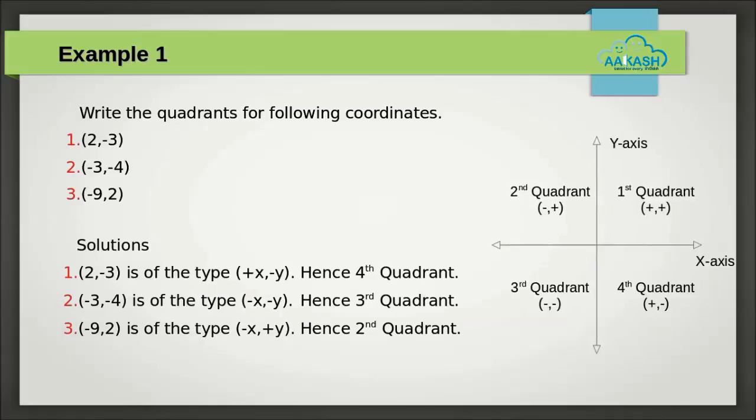Our first example, (2, -3) is of the type plus, minus, which is the fourth quadrant. Second example, (-3, -4) has both negative coordinates. This is true in third quadrant. Third example, (-9, 2) has negative x and positive y, which is the case with second quadrant.